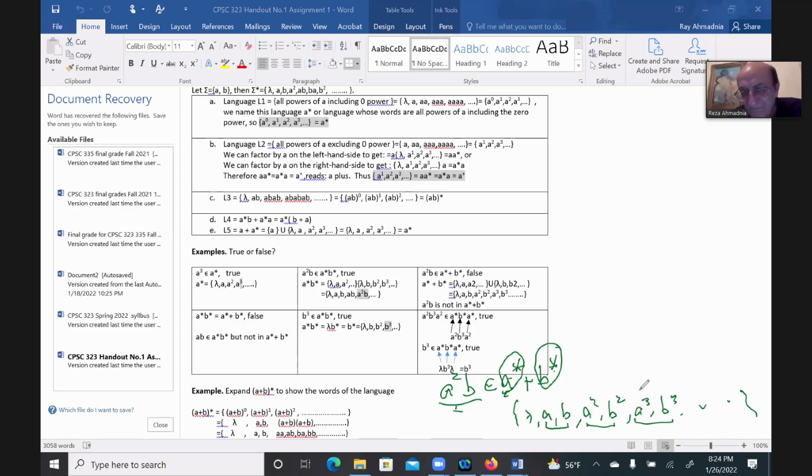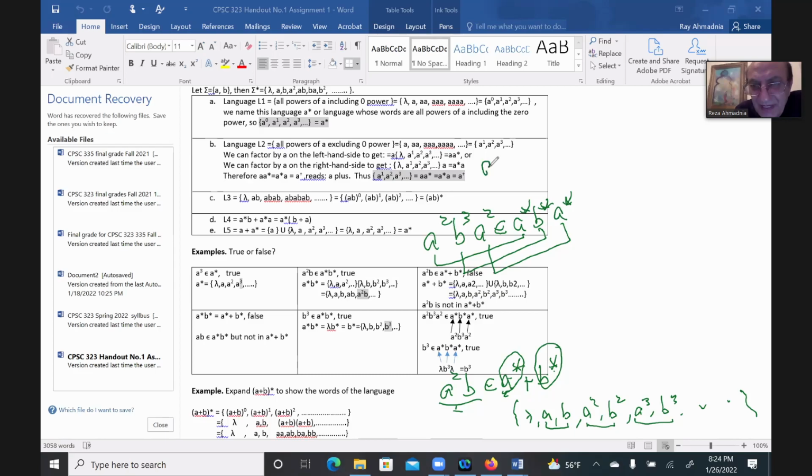Okay, now the last one is A squared and B cubed. A squared is a word in A star, B star, and then A star. A squared I can get from this one here, B cubed I can get from this one here, and then A squared I can get from this one here. Therefore, it is true.